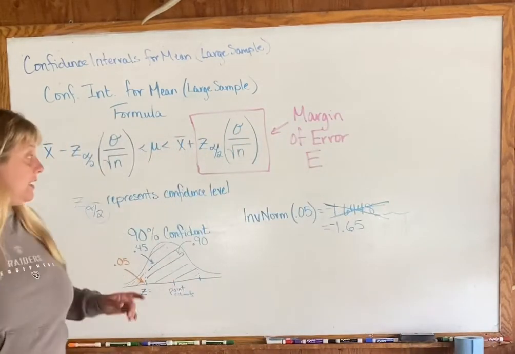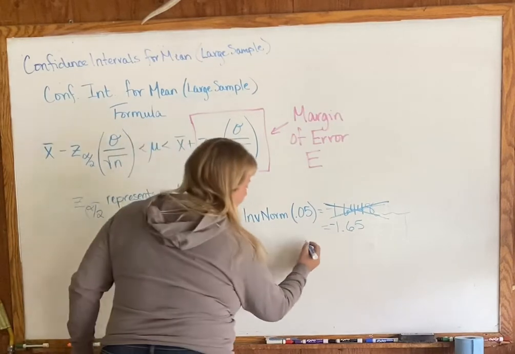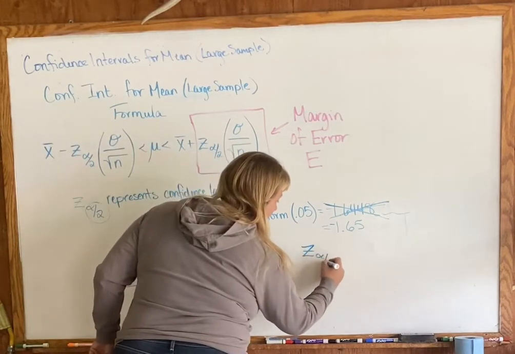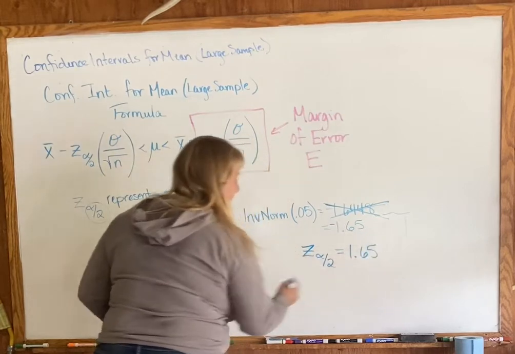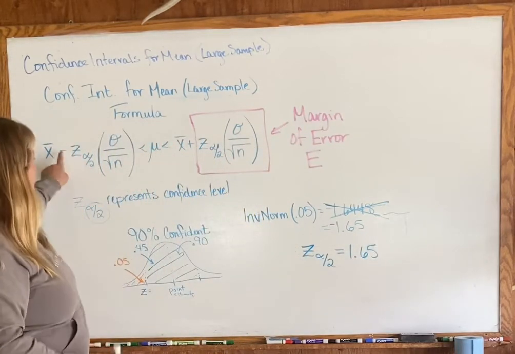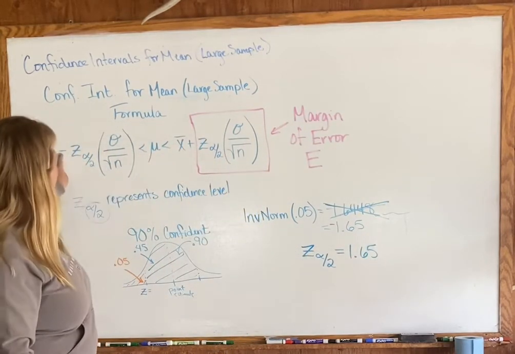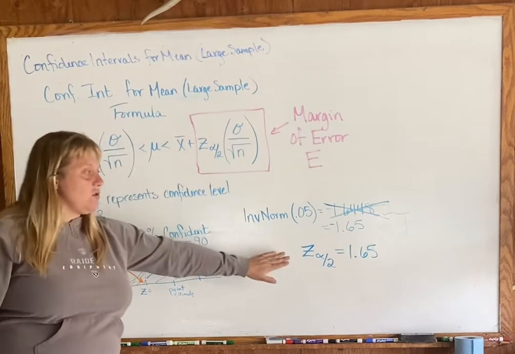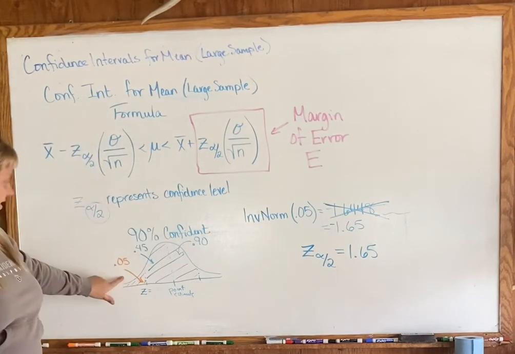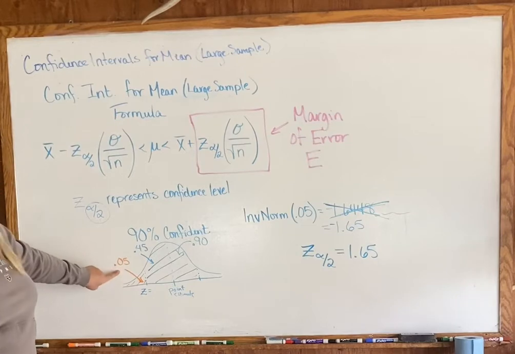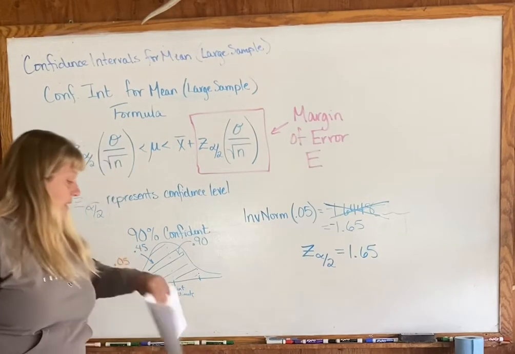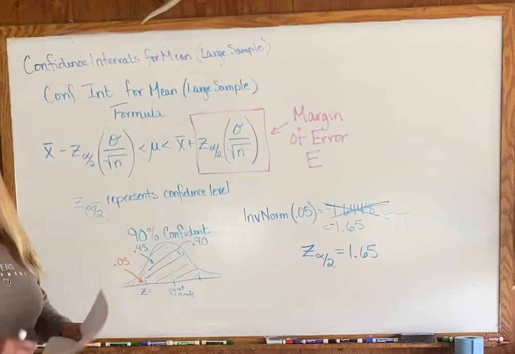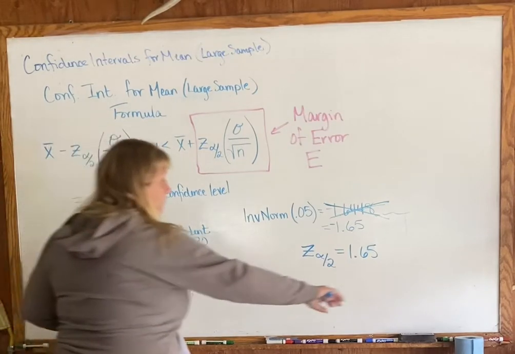So that then becomes our z sub alpha over 2. And we don't even need the plus or minus sign on it, we just need the 1.65 because the minus and the plus are taken care of in the problem. So the z sub alpha over 2 is just the z-score that you get when you find this tail. Okay. So with that then, we are actually ready for an example.